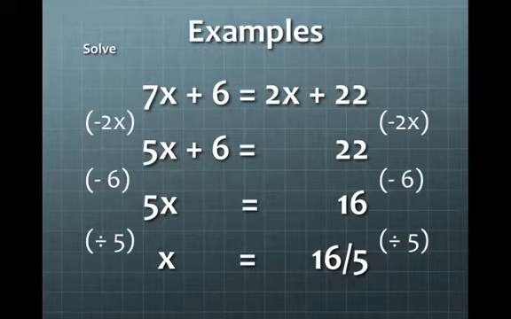it as a top-heavy fraction, 16 over 5. The second option is to change it to a decimal. Now, that's not too bad here, because it comes out as an exact decimal. This comes out as 3.2. But in a lot of cases, if you're dividing by 3 or 7, something like that, you're going to end up with a recurring decimal or an inexact decimal. So that's why a top-heavy fraction is better.